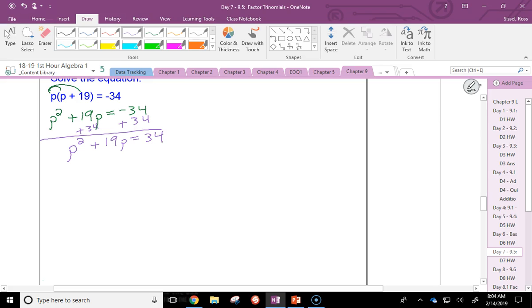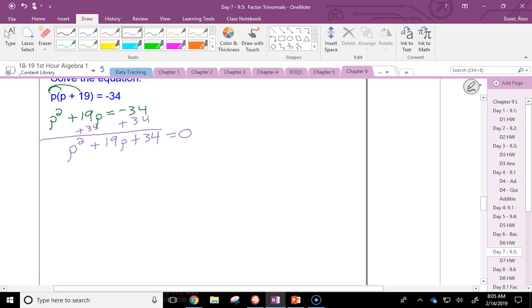Okay? Why did I write equals plus 34? And we'll make this all equal to 0. Okay, we do the same thing every single time. This should become a really easy routine. That's why we have to do so many problems.